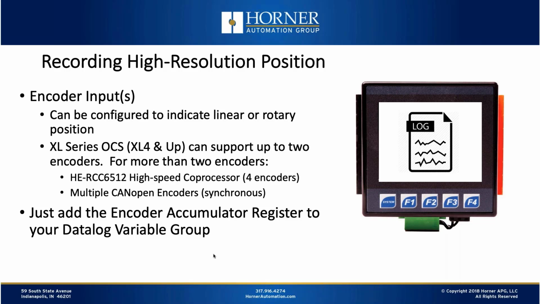The XL series OCSs can support up to 2 encoders through the built-in I/O. If you need more than 2 encoders, there are some options. We have an RCC 6512 high-speed coprocessor that can support up to 4 encoders. And plenty of customers have used CANopen-based encoders that are synchronous. That's one of the benefits of CANopen: you can synchronize encoders even if they're on the network. So that's another strategy if you need to log more than 2 positions on a high-speed basis. Encoders really can't be beat for recording position with a lot of detail.